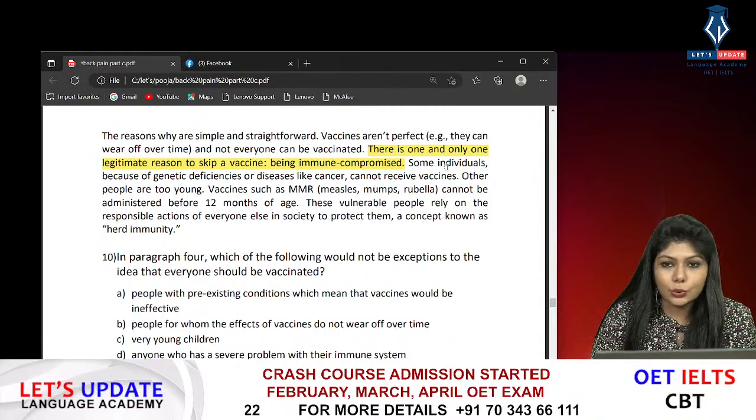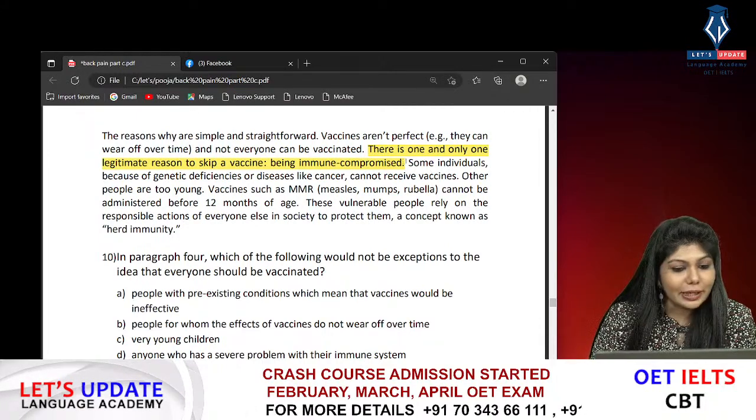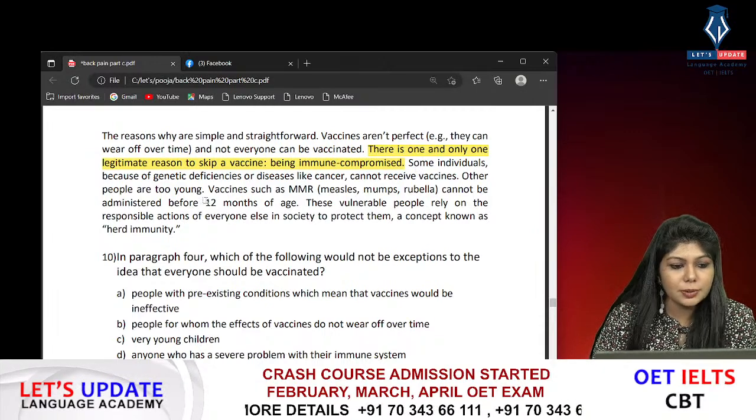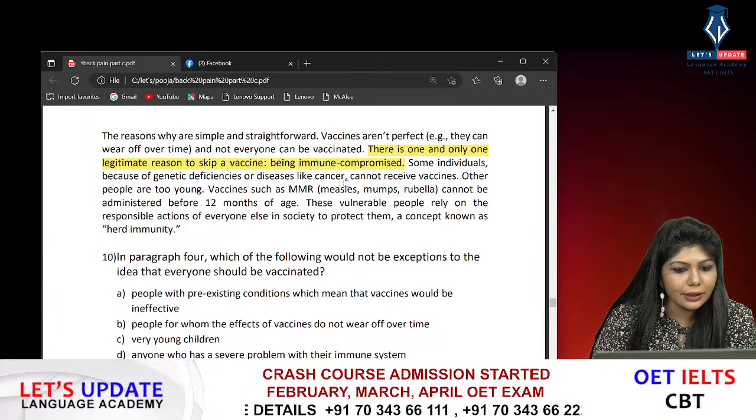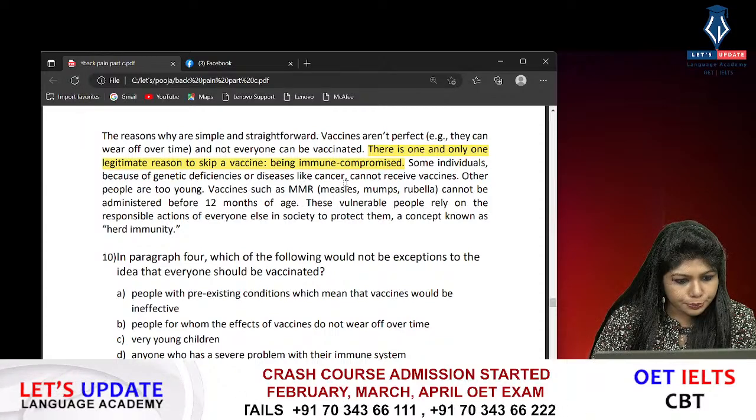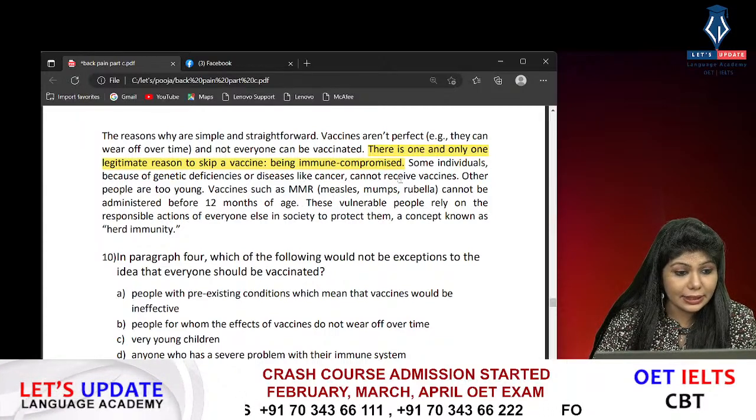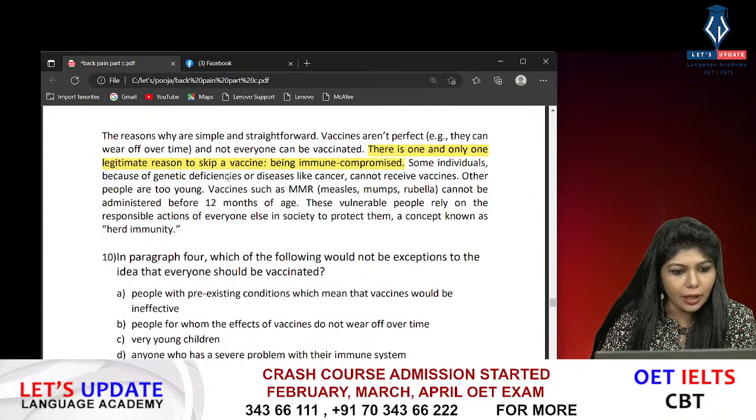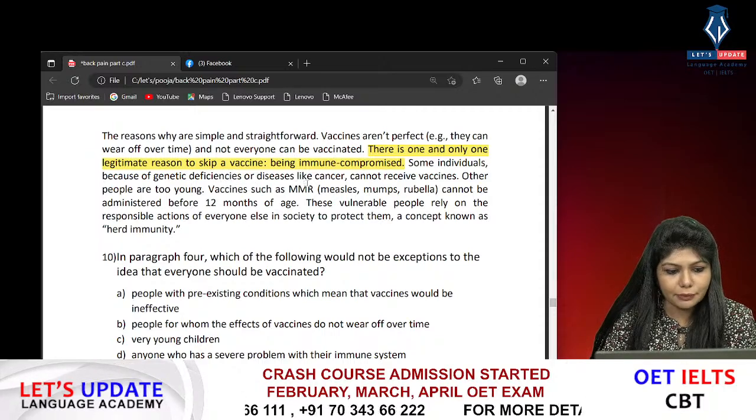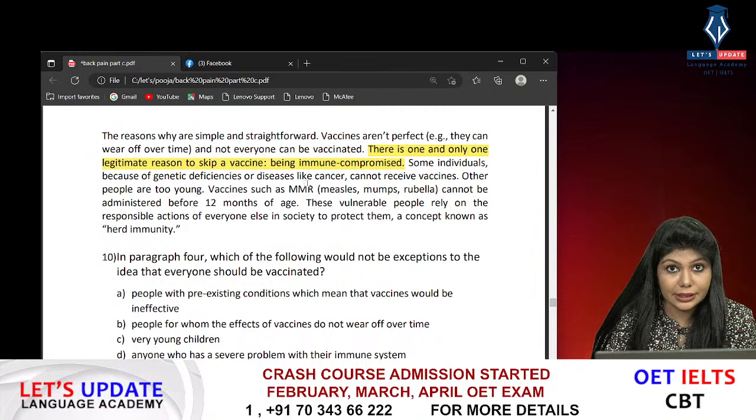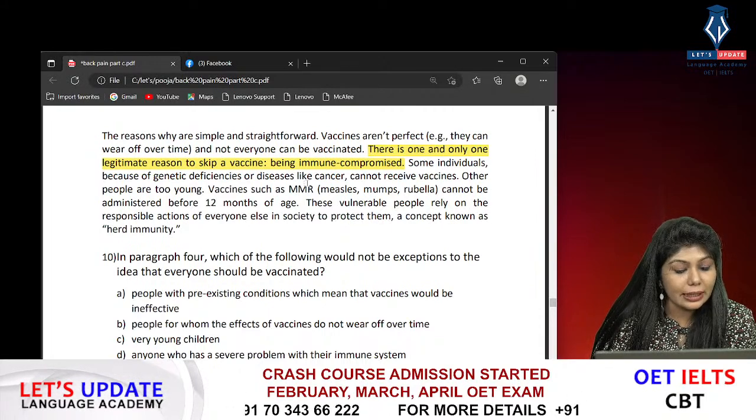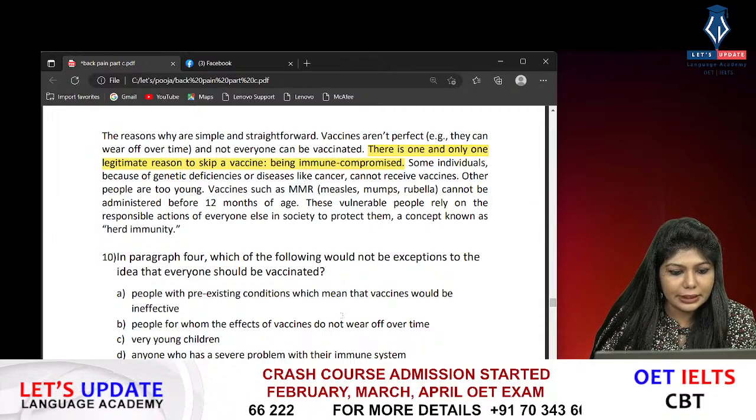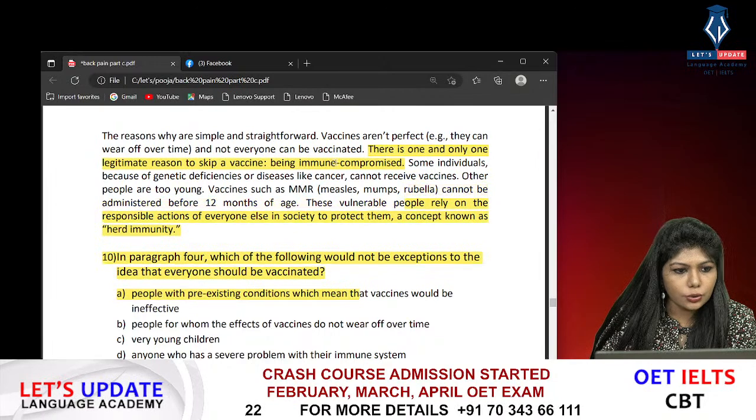Okay, I can see answers coming up. And what about the rest of the options? What is written here is some individuals because of genetic deficiency or disease like cancer cannot receive vaccine. Those are pre-existing conditions, right? So some individuals because of genetic deficiencies, or diseases like cancer. These are pre-existing conditions, so that means they cannot receive the vaccines or the vaccines could be ineffective. So that means option A.